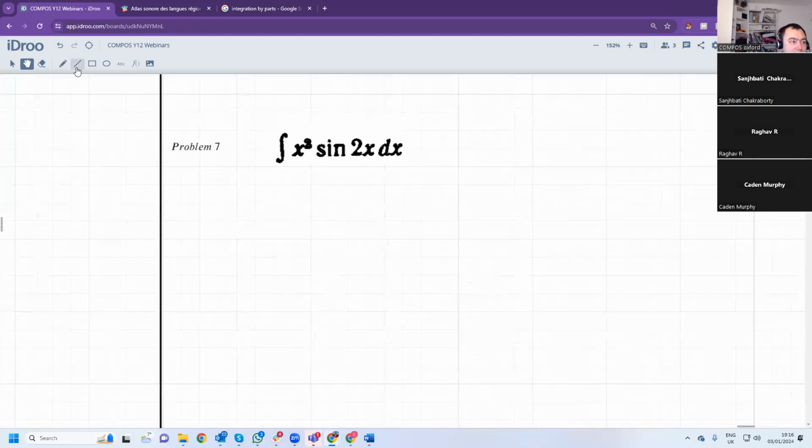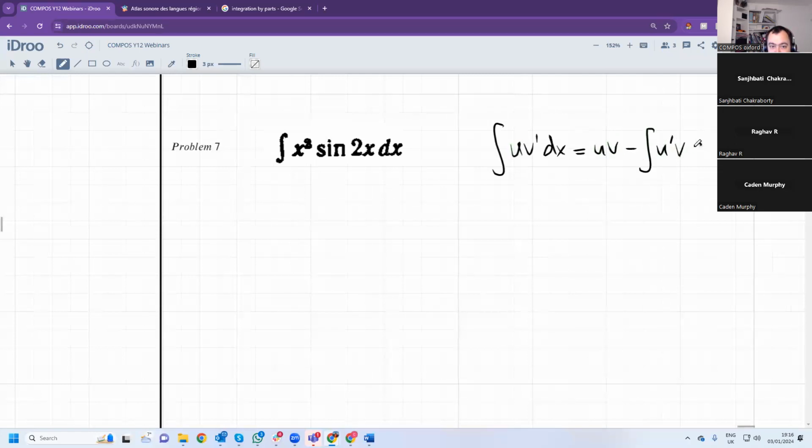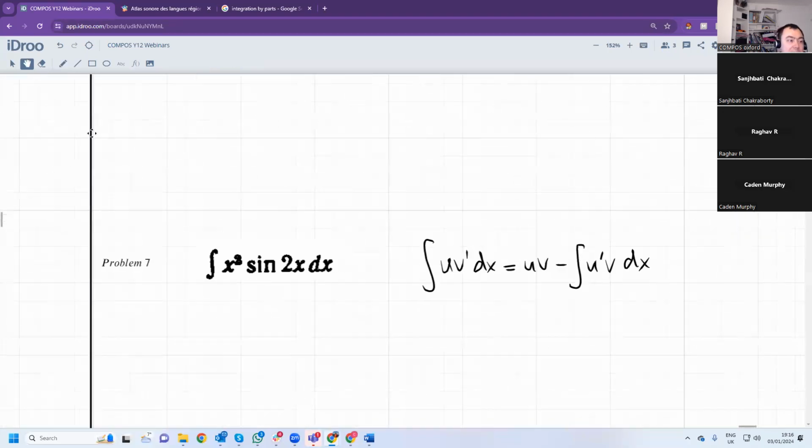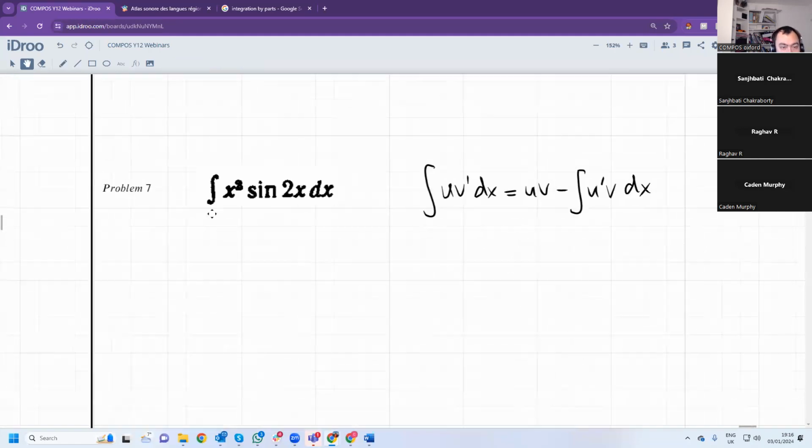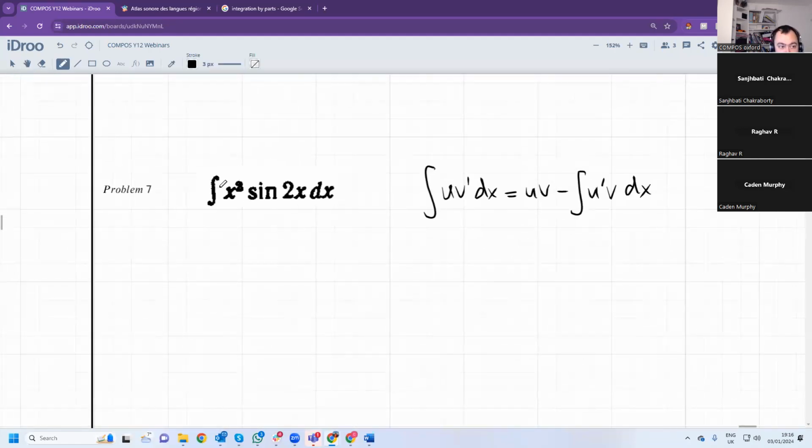Do the same thing here. We write down the formula of integration by parts: the integral of uv dash dx equals uv minus the integral of u dash v dx. Now we need to decide which one is u. Well, a rule of thumb: if there's a power of x, in most cases that is u. So we're going to say that this is u. It works except if there's a logarithm. If there's a logarithm, it's the opposite.